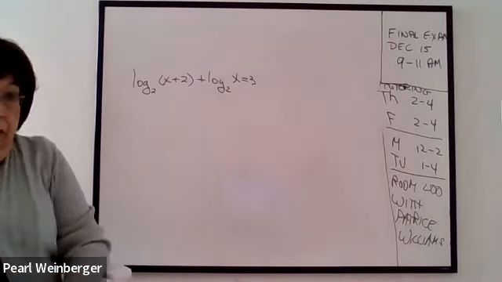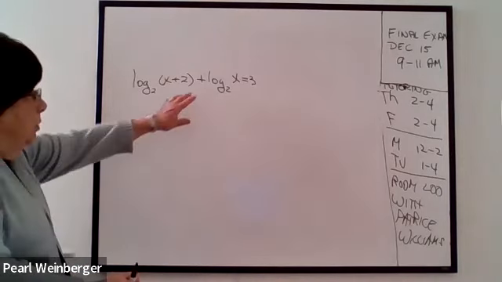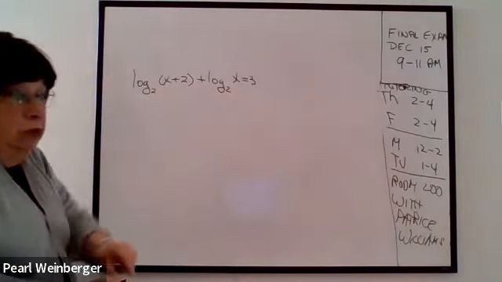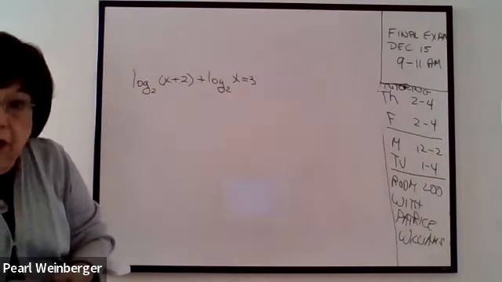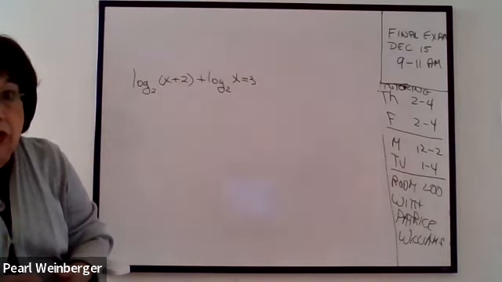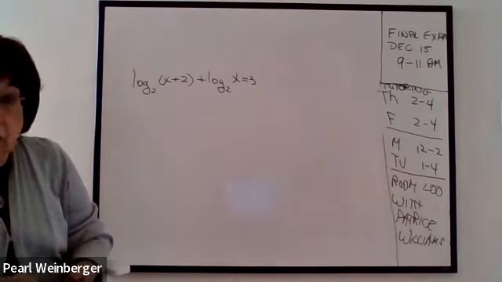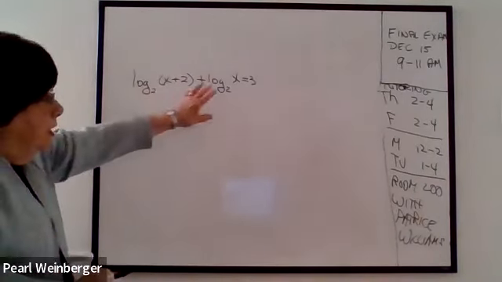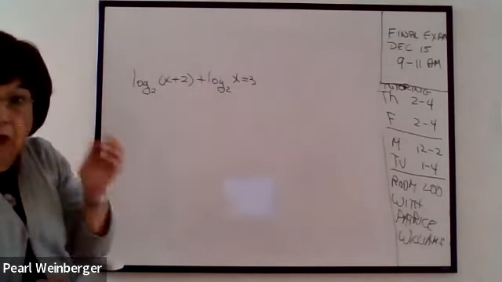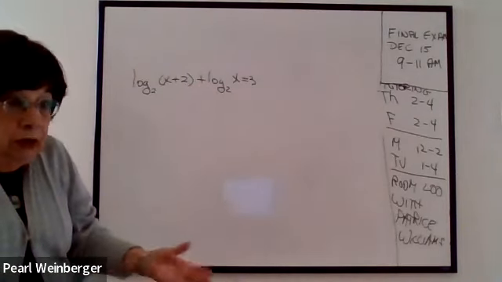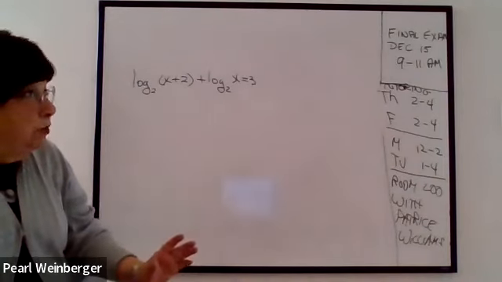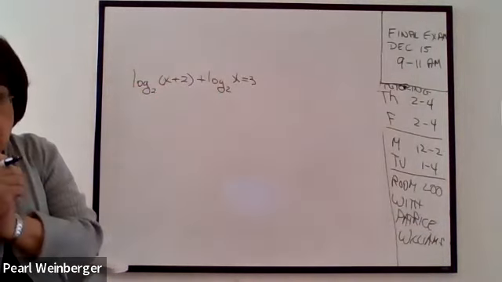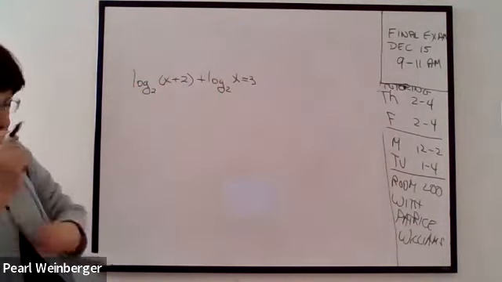And if you recall, our rule was that when you're adding logs, it means that what you were originally doing were multiplying the numbers. That's because what logs actually are is just the exponents. So the rules of logs are basically the rules of exponents. So we know when we're adding exponents, when do we add exponents? When we are multiplying numbers, then we add the exponents.